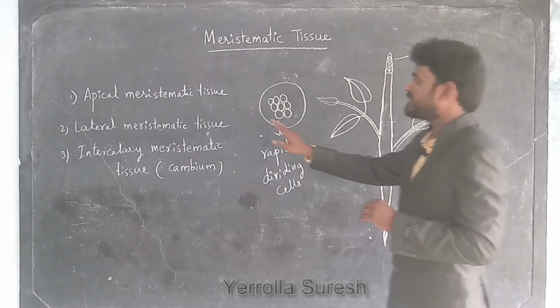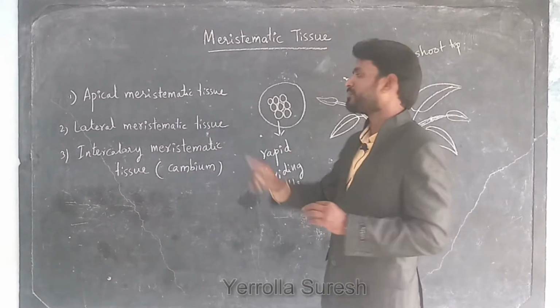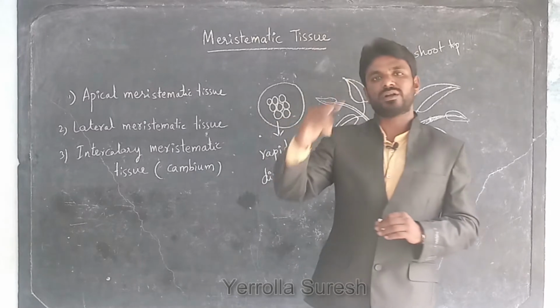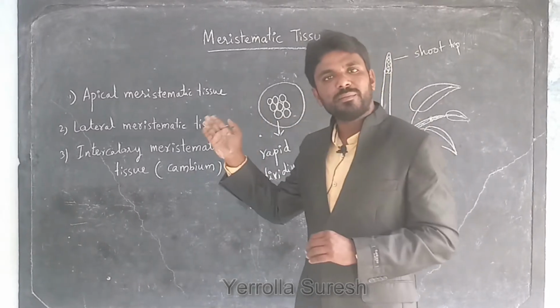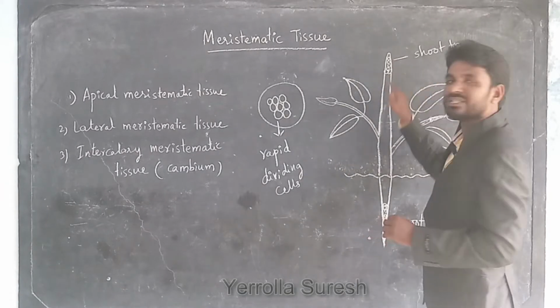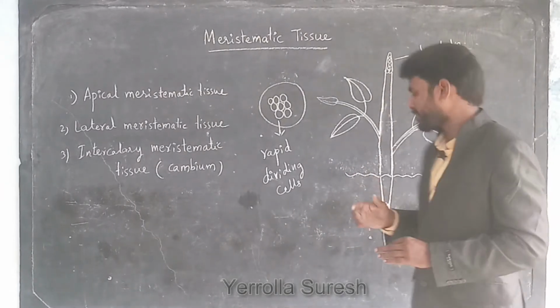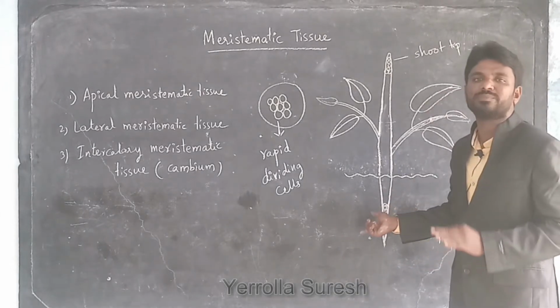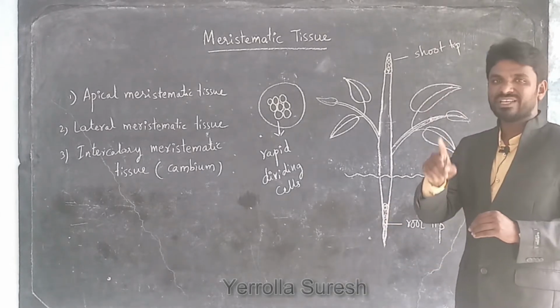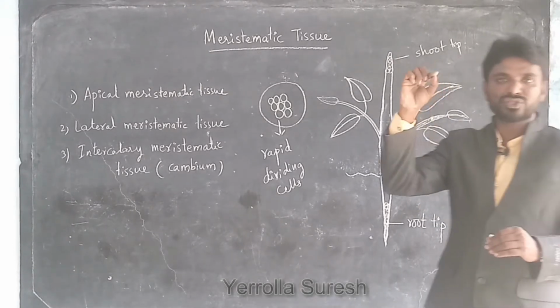Okay. Next, the first one is apical meristematic tissue. Apical means top position. Apical meristematic tissue is present in top positions of the plant body. That means tips of the plant body. Here generally 2 kinds of tips are present in plants. One is shoot tip, one is root tip. Tip means the topmost position.